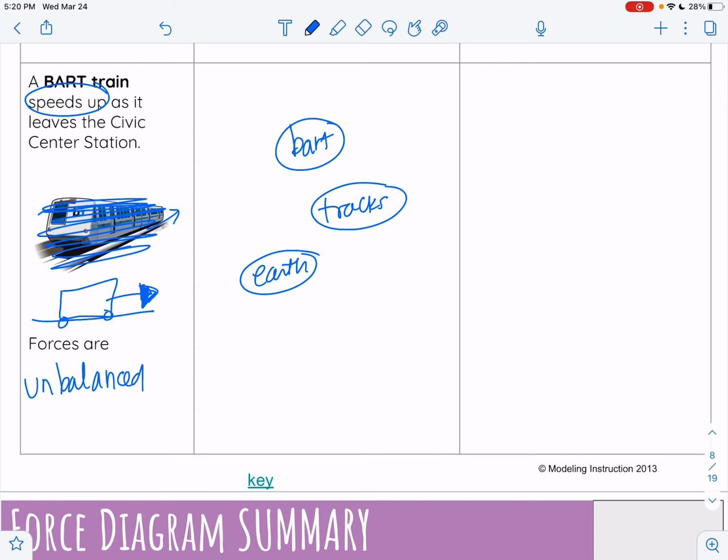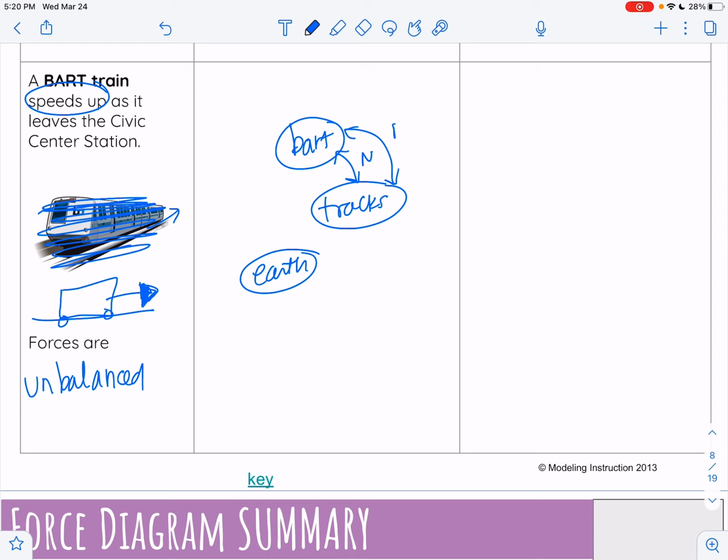All right. So between the BART and the track, there's going to be a normal because it's a surface. And there's also going to be a friction, because those are going to be moving relative to each other. And also everybody's going to get a gravity.